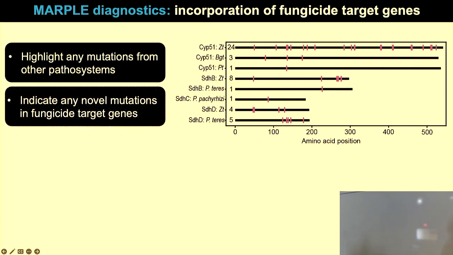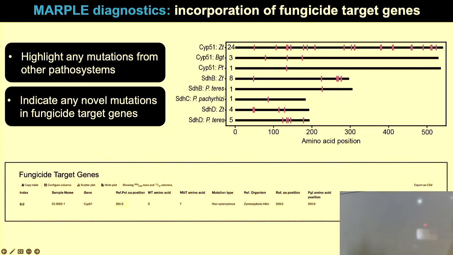And we also enabled in the system a kind of survey to be done. These genes are sequenced, and then any novel mutations that are present for the wheat rust fungi can also be identified. And so now when you run MARPLE diagnostics, you get an output, a report, and in that report it will assess whether or not there are any mutations in these genes that have been seen in other pathosystems. It will highlight those, and it will also look for novel mutations that might be unique to the wheat rusts.